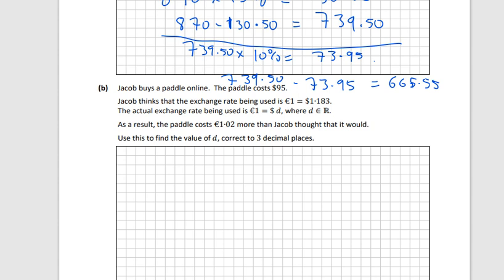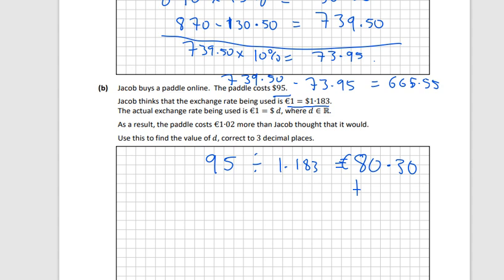Right, for part B, he buys a paddle, it costs $95. Now he thinks the exchange rate is this, so I'm going to work out what it is. If I do 95 divided by 1.183, that's just using the rules of currency exchange. That gives me how much it is if that was the exchange rate, and that's 80.30, so that's what it would be in euro.